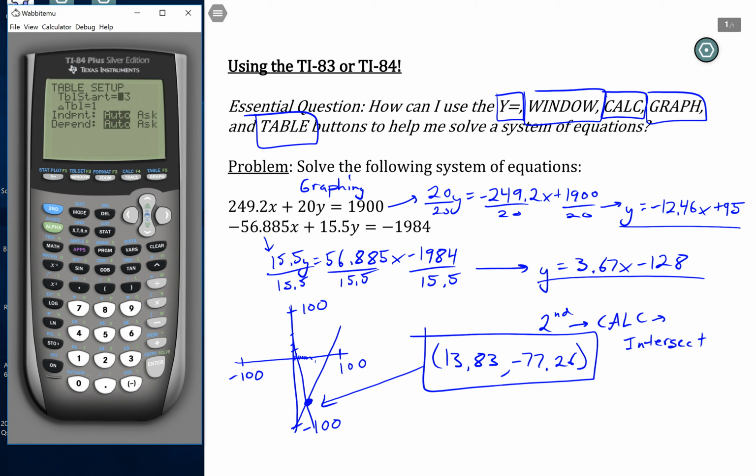If you don't have a graphing calculator yet, what are you doing? You got to get on that. You know it's a requirement for class. See ya.